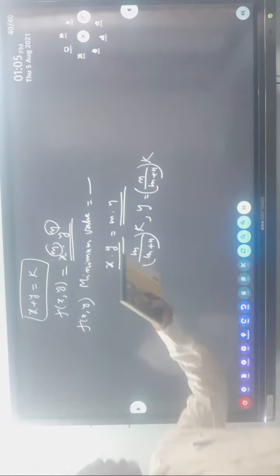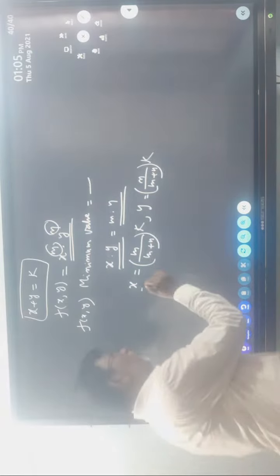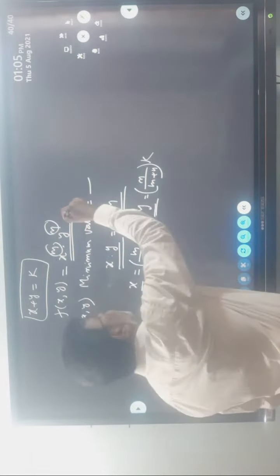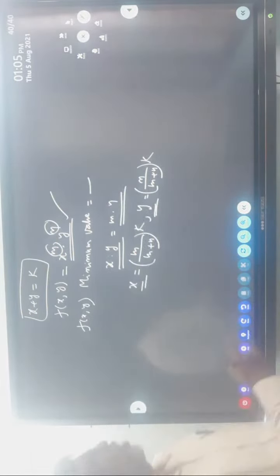Whatever the x value is asked, you have to substitute that. x and y values you will get directly. Whatever is required, you find it by directly substituting. That is the shortcut formula.